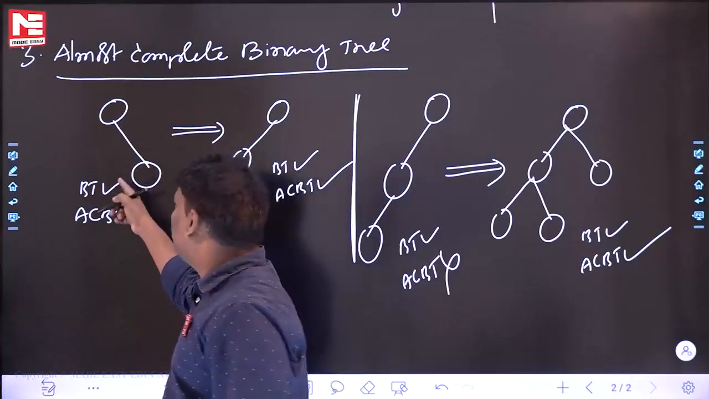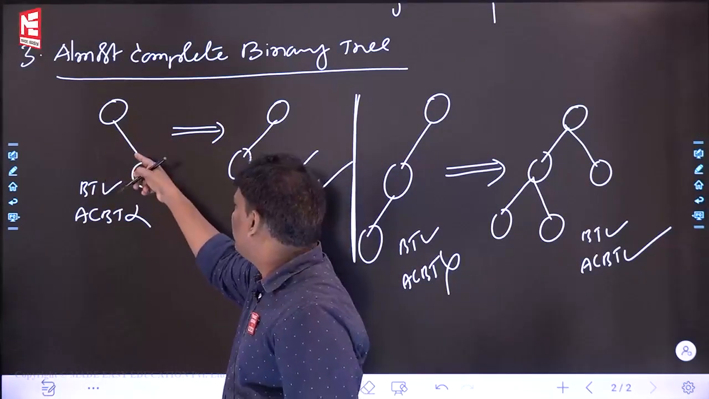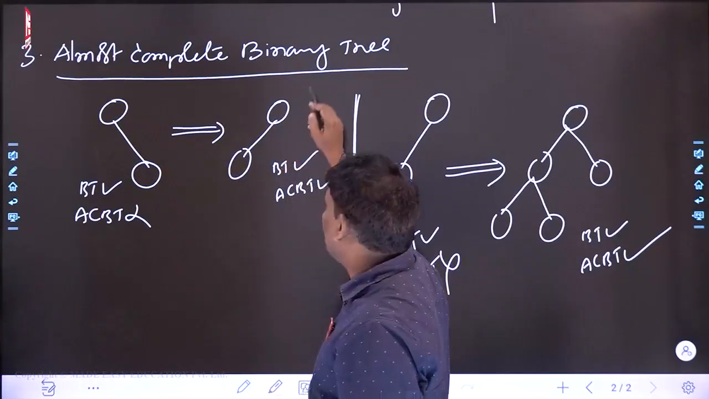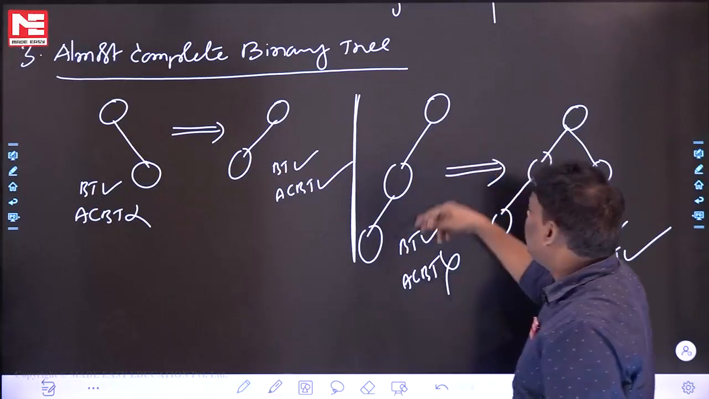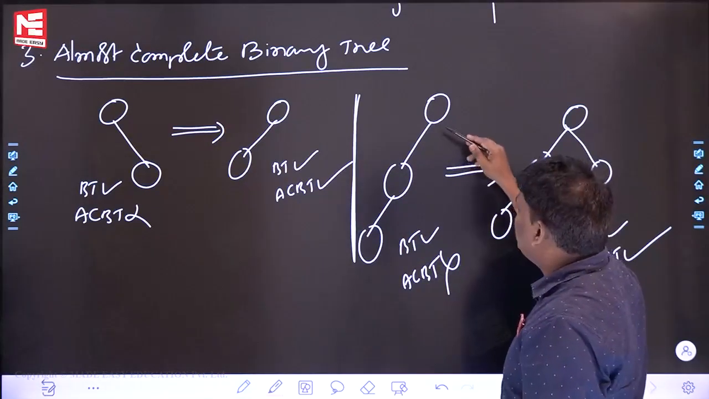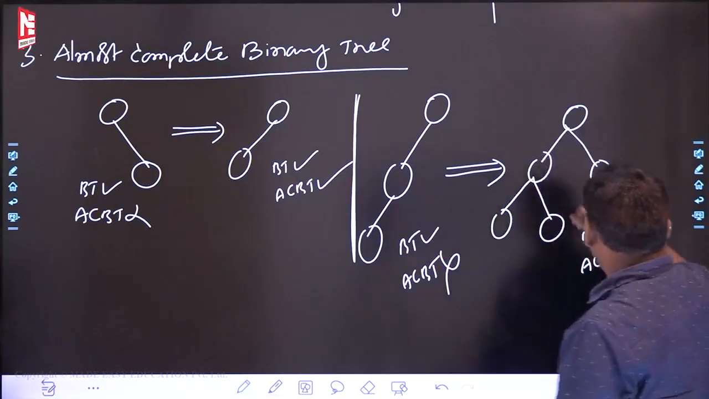It is not an almost complete binary tree because without left you are going right. See, without left you are going right. But this one is an almost complete binary tree because after left I may go right, I may not go right. Next one, see this one, it is not an almost complete binary tree. The reason is, in the previous level there is a gap. Why are you going to the next level?